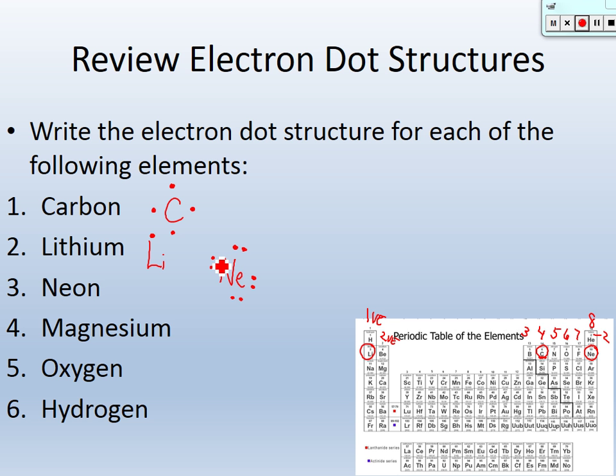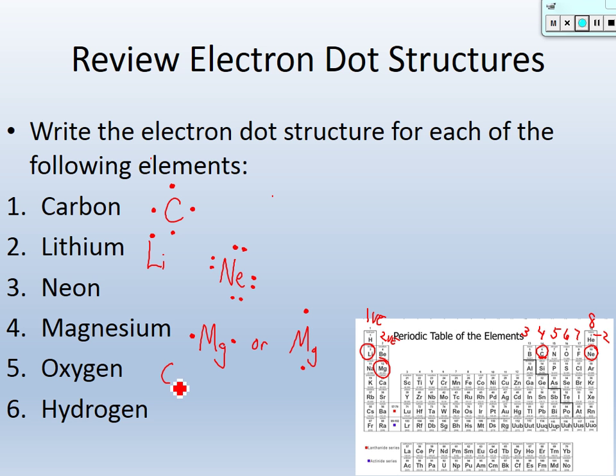So, number 4, magnesium sits right here. Mg is its symbol. Can I draw the dots here? Do electrons like to be by each other? No, so let's separate them. Could I draw it like that? Yeah. Could I also draw it like this, though? A dot up top and a dot down below? Would that mean the same thing? Yeah, it would. So it doesn't really matter.